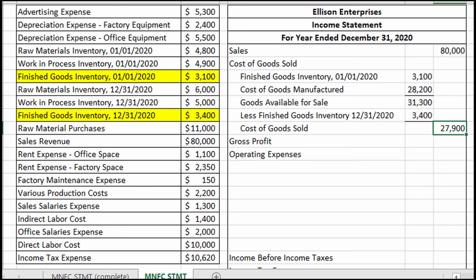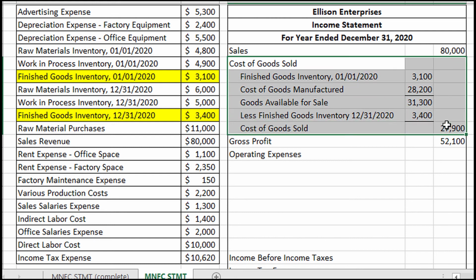Now the next step will be to take our sales and subtract the cost of goods sold. So that's $80,000 minus $27,900. And that gives us a gross profit of $52,100. And that's kind of like our profit when we only consider the one cost of cost of goods sold, which typically ends up being one of the largest costs for the company.